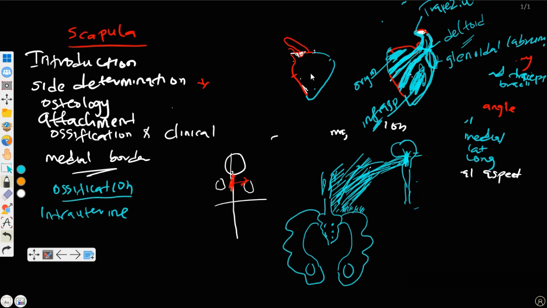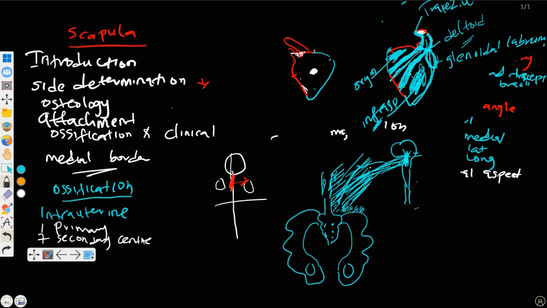The primary center of the scapula is usually located where? At the body of the scapula, the middle part. That's where the primary center is located. And then the scapula has what? Secondary centers, which are about 7. So it has 1 primary center and 7 secondary centers.